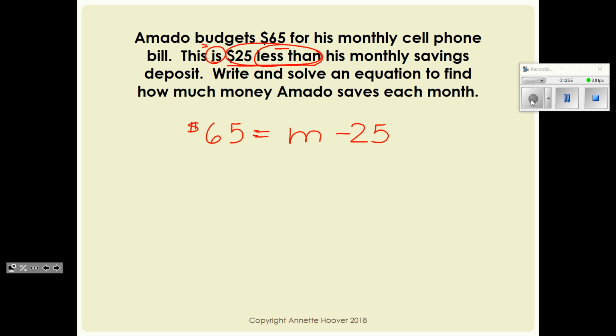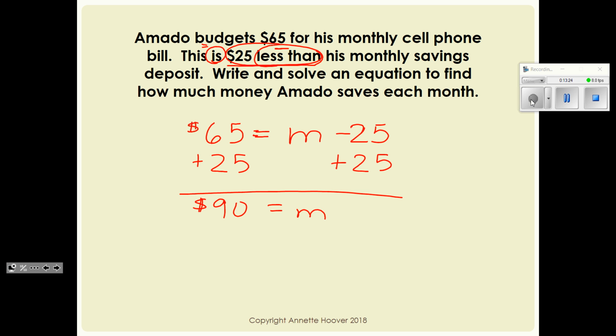Write and solve an equation to find how much money he saves each month. His budget is $65. This is 25 less than his monthly savings. So we translated that into an equation. Now the variable is not by itself, it's being subtracted by 25. So we add 25 to both sides of the equation, and we find that he saves each month $90.